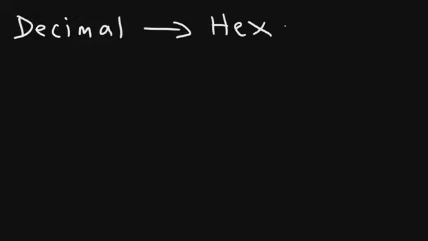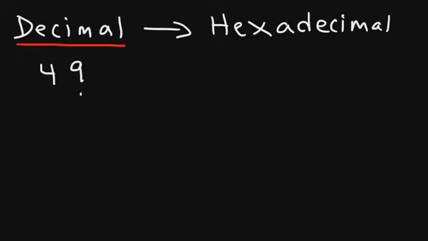In this video, we're going to talk about how to convert a decimal number to a hexadecimal number. So how can we do this? Well, first, you need to understand that the decimal number is based on a base 10 system. For example, let's say we have the number 49. The first digit can be anything from 0 to 9: 0, 1, 2, 3, 4, 5, 6, 7, 8, 9. And the same is true for the second digit. We have 10 options to choose from. So the decimal system is a base 10 numbering system.